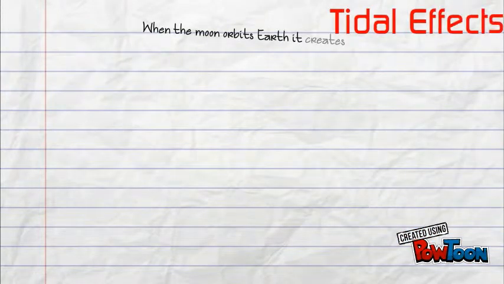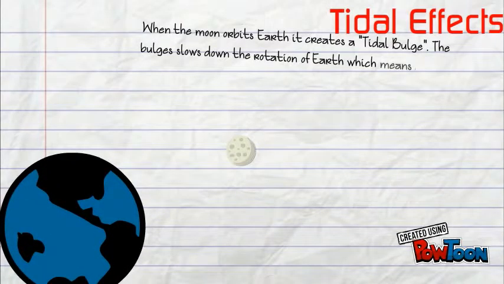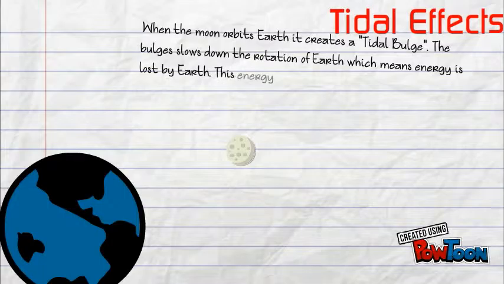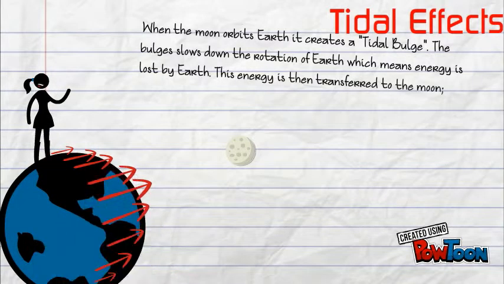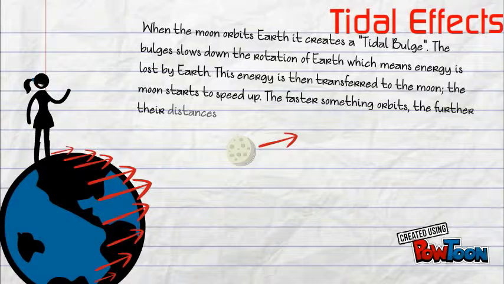When the Moon orbits Earth, it creates a tidal bulge. The bulges slow down the rotation of Earth, which means energy is lost by Earth. This energy is then transferred to the Moon. The Moon starts to speed up. The faster something orbits, the further the distance becomes. The forward motion of the Moon is becoming stronger than the gravitational force of Earth.